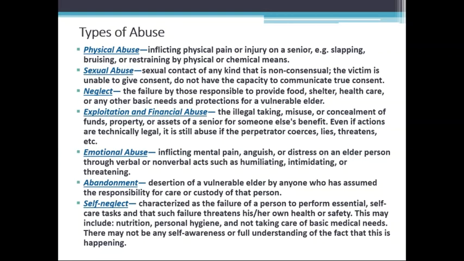And then with self-neglect, that's not going to be a criminal report. That could be a report to Adult Protective Services for support and resources, is that the person is failing to take care of themselves. So not just not getting medical care or not taking their medications as they're supposed to. This could include poor nutrition, not taking care of their personal hygiene, or their basic daily needs to be able to live and to function, is self-neglect.